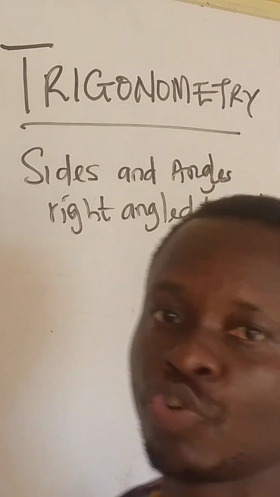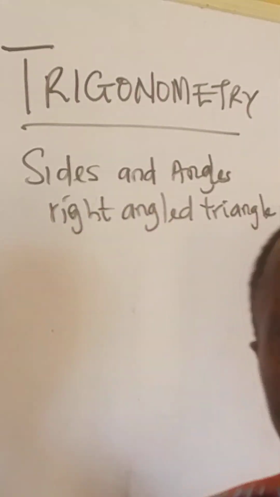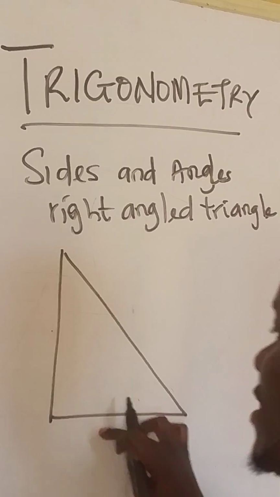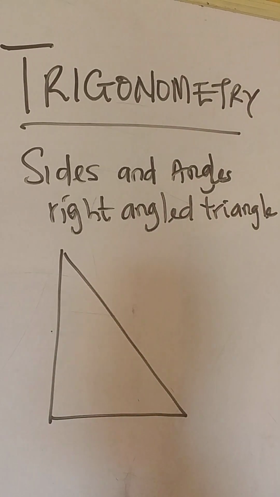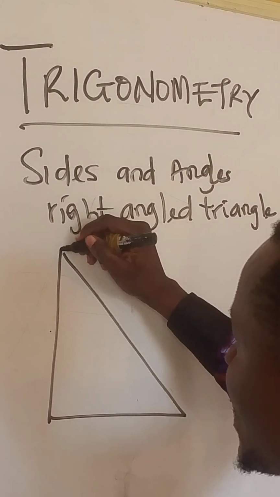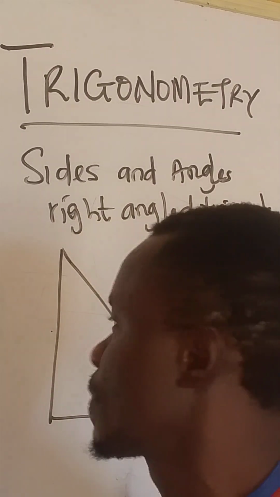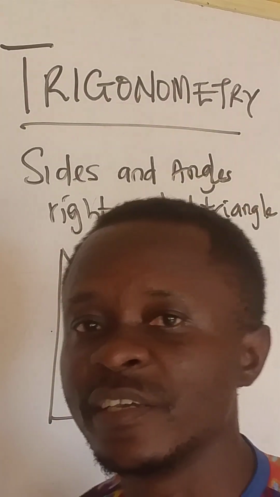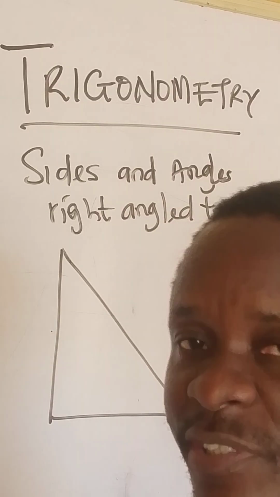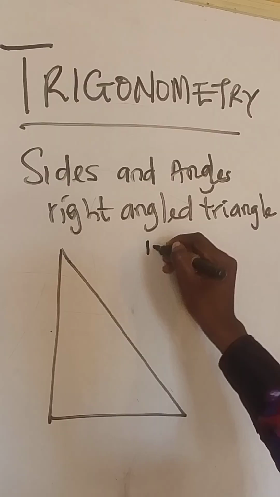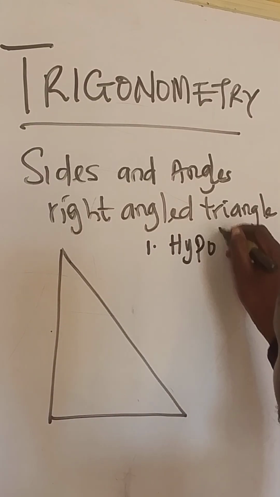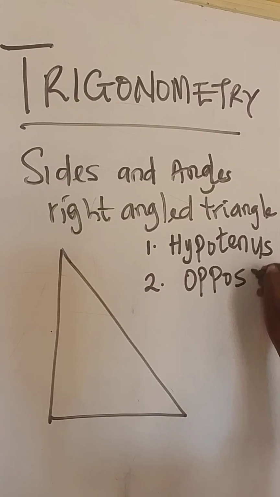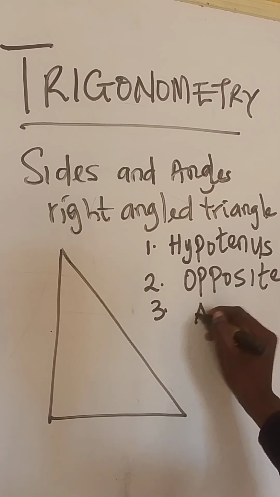So in other words, in trigonometry, we are dealing with a right angle triangle, the sides in it, and also the angle. Now, before we go into the sides and the angles or the calculation, we need to understand what each side stands for. In a right angle triangle, there are three major sides. The first one is our hypotenuse. The second one is our opposite. And the third one is our adjacent.